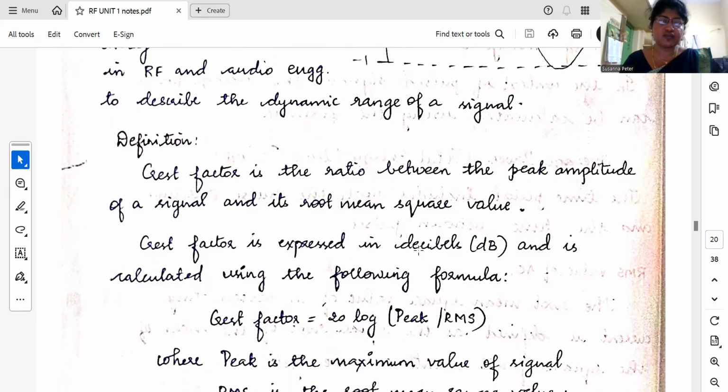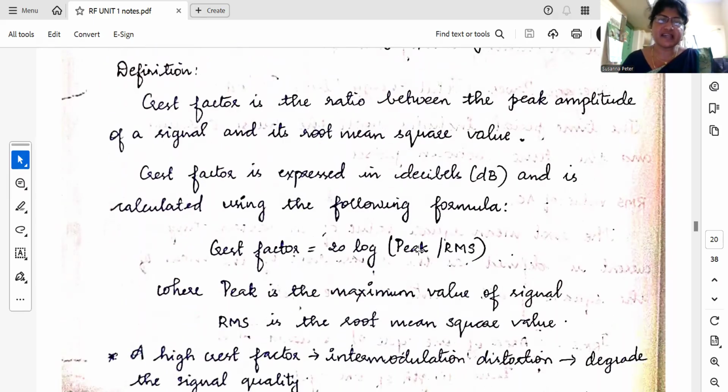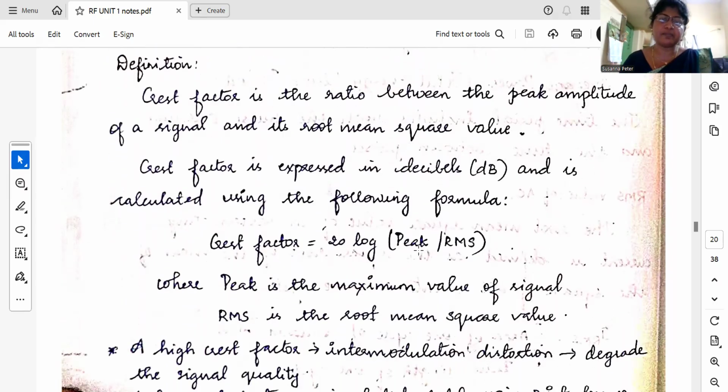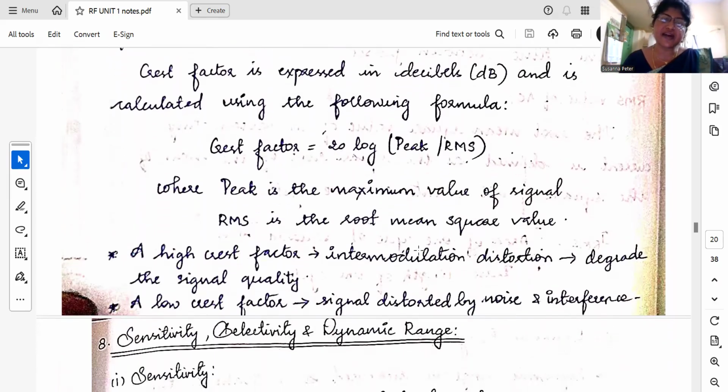The general formula for crest factor would be V peak divided by VRMS. In logarithm terms, we write it as 20 log of peak by RMS, that is, V peak by VRMS, where peak is the maximum value of the signal and RMS is the root mean square value. Clear?